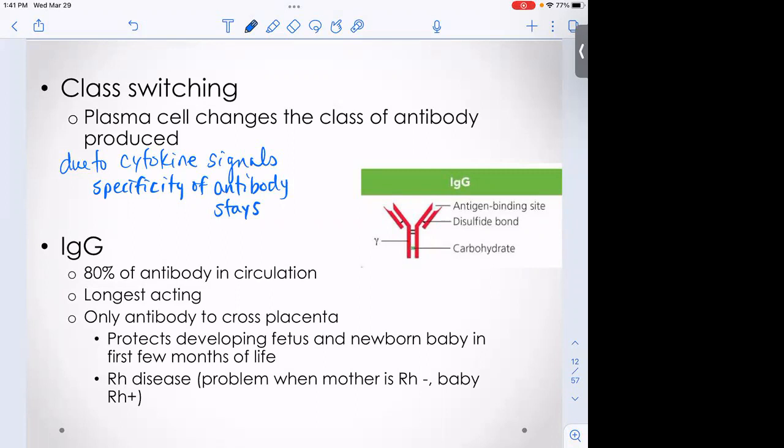Most often, the plasma cells are going to switch to start making IgG, because that's the most common antibody in circulation. About 80% of the antibody in the bloodstream is going to be IgG. It's the longest acting antibody, so it can persist for sometimes months in the bloodstream. And what IgG is famous for is that it's the only antibody that can cross the placenta. So that's really important to protect the developing fetus.